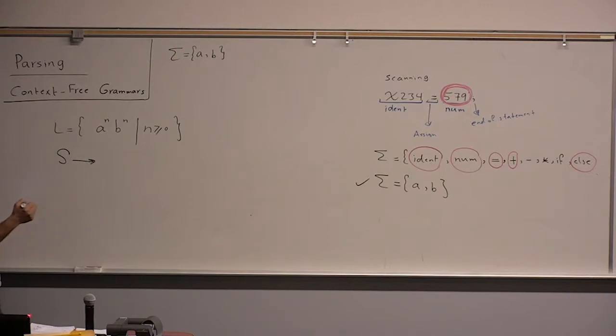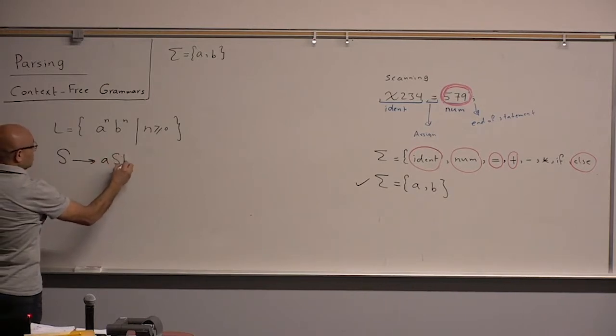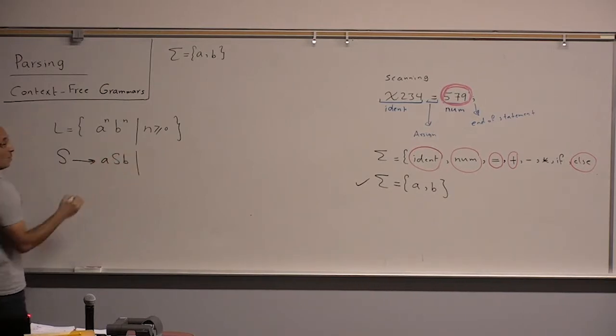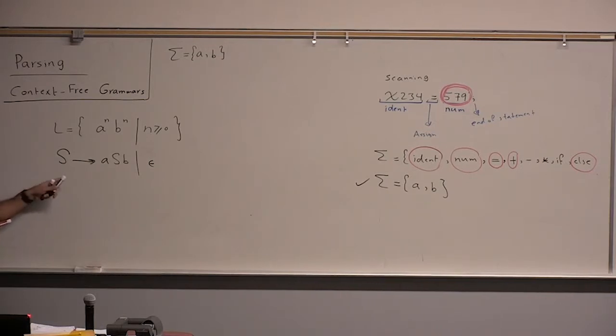S. So does anyone remember this? This is probably the first example that you have seen in context-free grammars. S is aSb or empty, or epsilon. Okay, so we do need a review. Okay, so this is a context-free grammar.